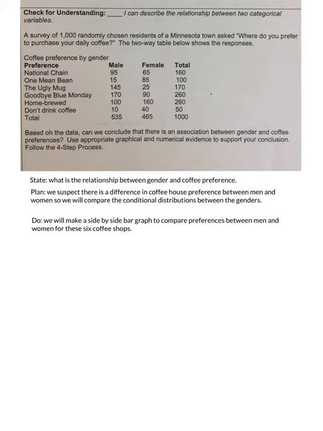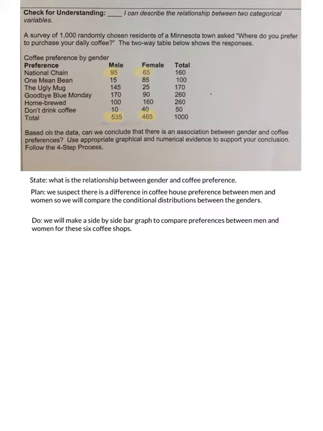So we can do this. The conditional distribution is, well, we'll look at the male for, say, the national chain, right there. And the total. We'll figure out what that percentage is. And we'll compare that to the female for the same deal. Okay, let's take a look.